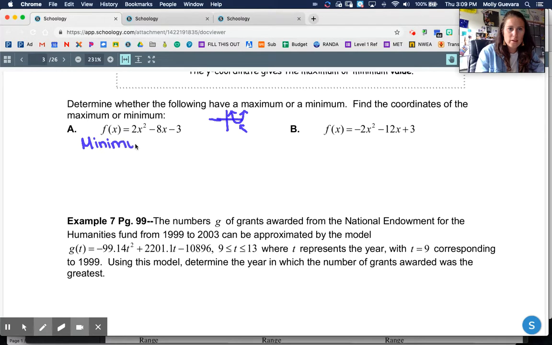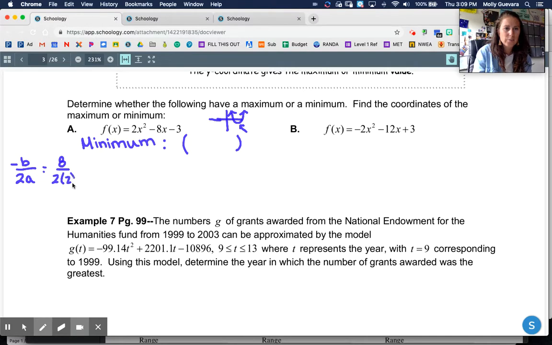So we've found whether it has a minimum or a maximum, but now I actually want to find the coordinates of that minimum. So I'm going to draw my open coordinates there, and we're going to do the negative b over 2a. Okay, well, b is negative 8, so negative b is positive 8 over 2 times a, which is 2. So I get 8 over 4, which is 2. So the x-coordinate of my minimum is 2.